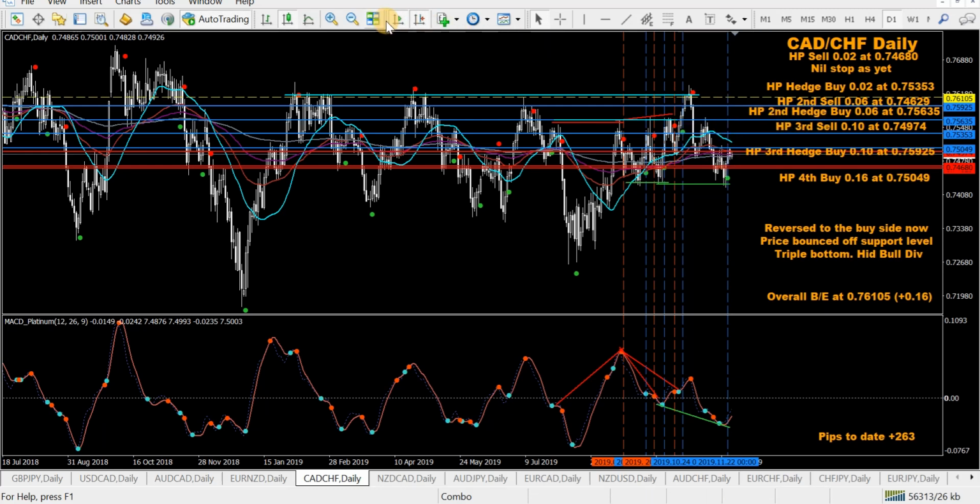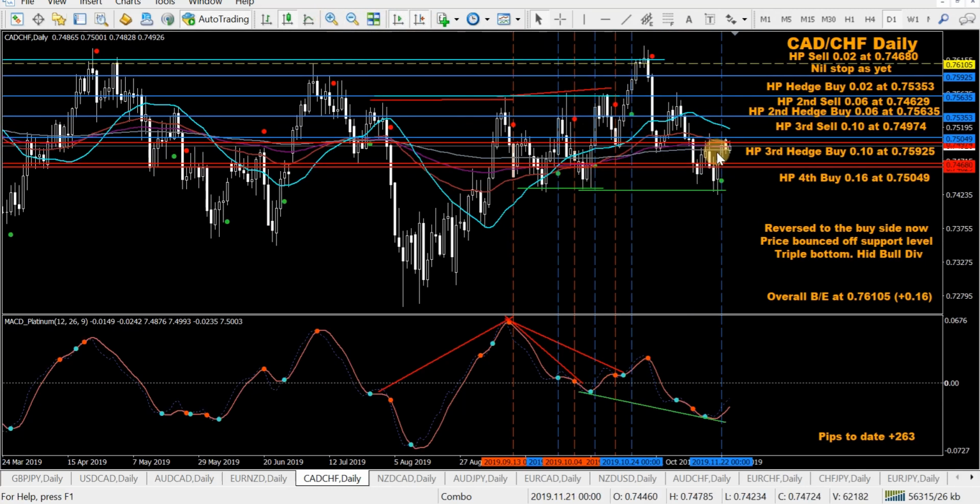In the meantime, I can work my way out of these trades. So say it pops up and then rolls over, I could consider getting rid of some of the buy trades on the way up, etc. So you can get a little bit creative with your trade management. As I said, this is high risk, this hedging stuff.